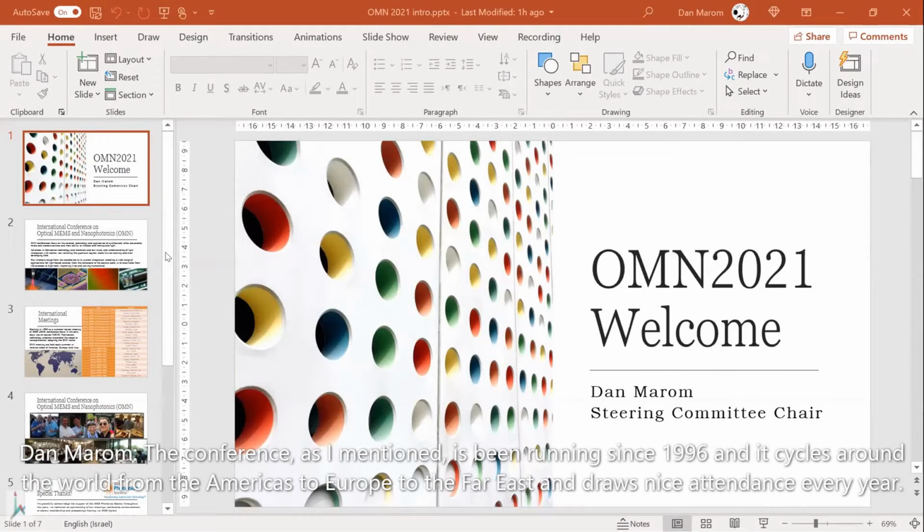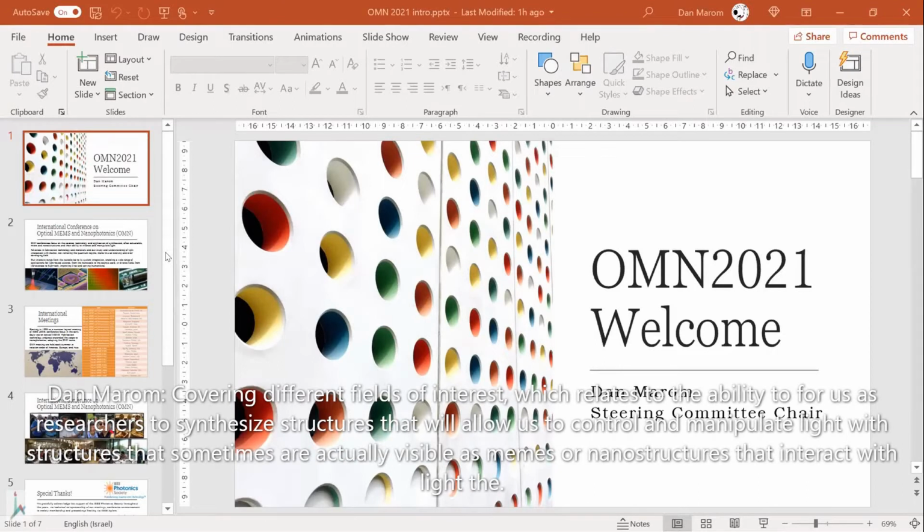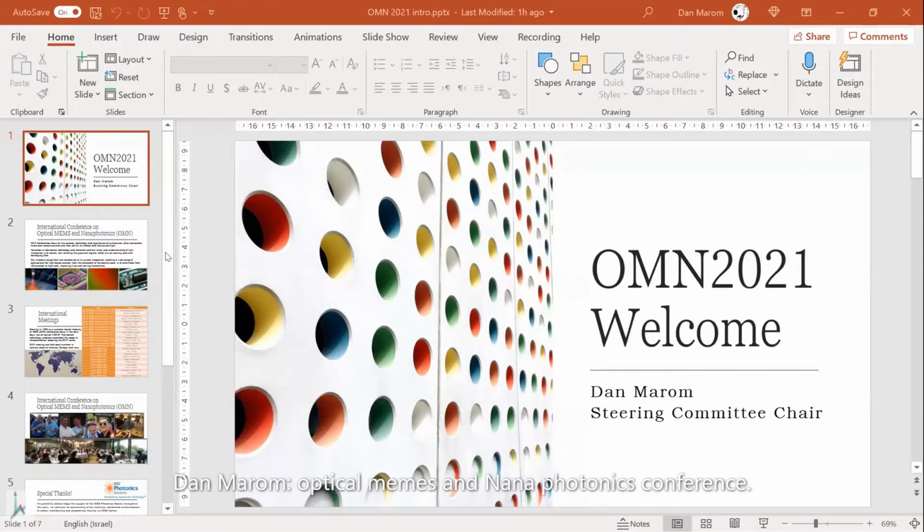The conference, as I mentioned, has been running since 1996, and it cycles around the world from the Americas to Europe to the Far East, and draws nice attendance every year, bringing in invited talks, keynotes, and contributed talks covering different fields of interest, which relate to our ability as researchers to synthesize structures that will allow us to control and manipulate light with structures that sometimes are actuatable, as in MEMS, or nanostructures that interact with light.